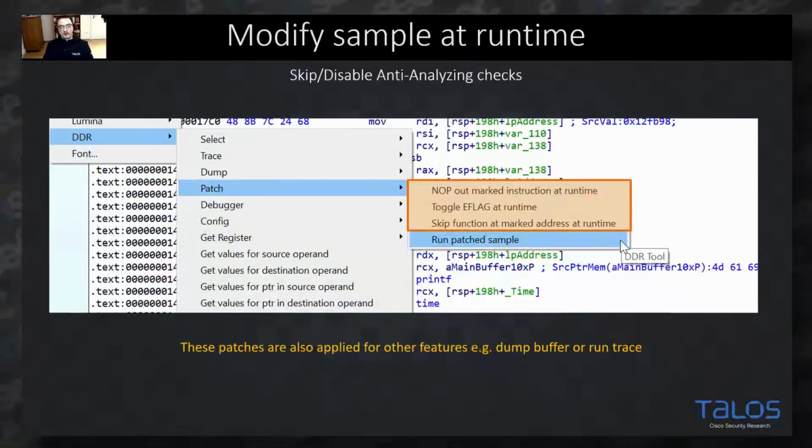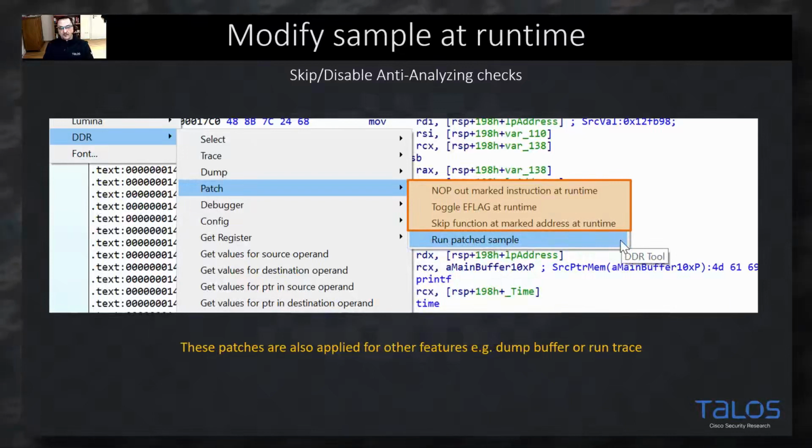Or if you want to manipulate the control flow, you can just patch certain flags in the EFlags register. So if you have a conditional jump, for example, something like jump not zero, you can mark the line, click toggle EFlag at runtime, and you would manipulate the zero flag, for example, and toggle it, which means that at runtime it would get the exact opposite value, which means the jump would do the exact opposite thing than it would do if you would execute the sample in a normal way.